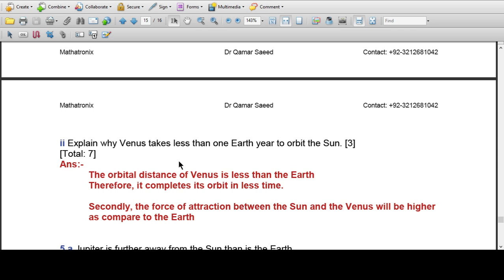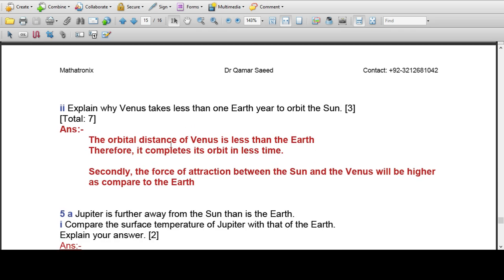Explain why Venus takes less than 1 Earth year to orbit the sun. The orbital distance of Venus is less than that of Earth, therefore it completes its orbit in less time. Secondly, the force of attraction between the sun and Venus will be higher as compared to Earth because the distance between the sun and Venus is less as compared to the distance between the sun and Earth.